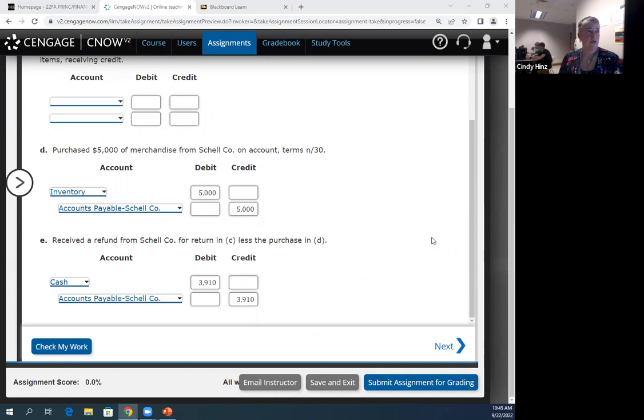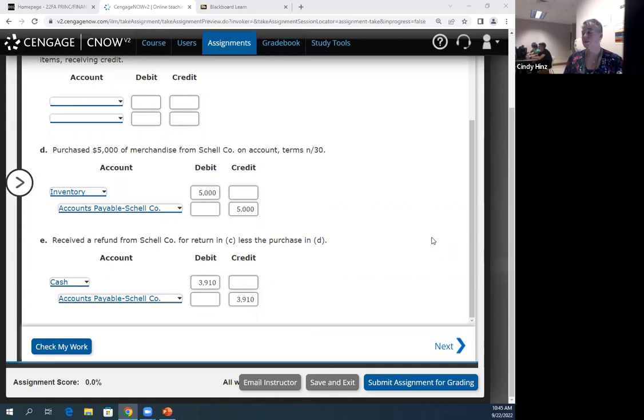Now, it's off my screen because I had to clear my screen for a moment, but the previous entry from letter C showed that we had a credit coming from Shell Company of $89.10. And at this point, Shell refunded us the difference. So we spent $5,000 of that. They still owe us another $39.10, and they're going to send us a check for that amount. And that will make us even. It will clear out our accounts payable. On their side, it would clear up their accounts receivable as well.